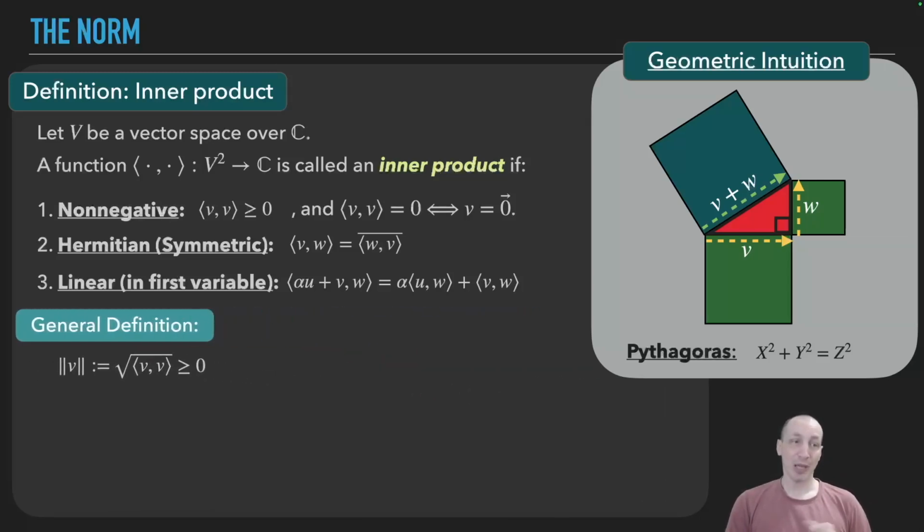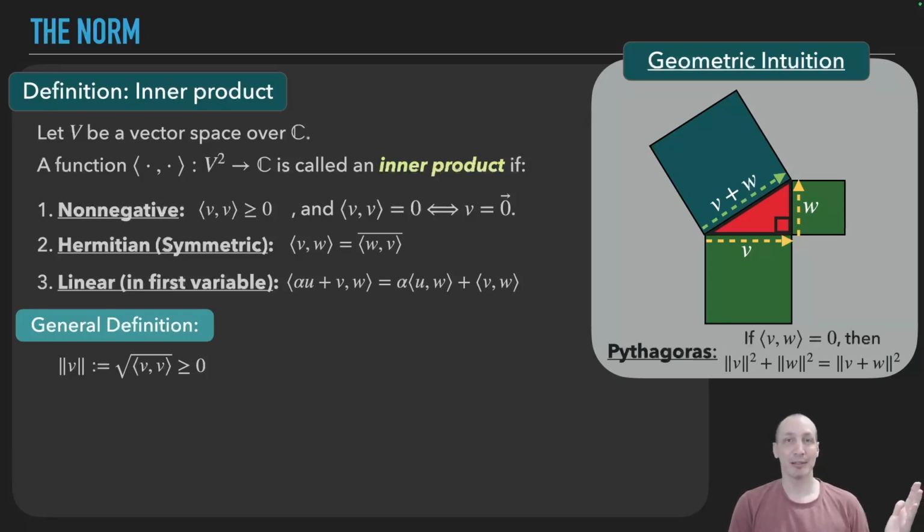Okay, so now we have this new notation, new definition. What can we say about the Pythagorean theorem? Well, instead of x, y, and z, we can write the norm of v squared, the norm of w squared, and the norm of v plus w squared. So this is the result of the Pythagorean theorem. However, we still need the condition. We still need to show that the angle between v and w is 90 degrees, and we already know how to write it. The angle is 90 degrees if and only if the inner product of v and w is 0. So this is the general Pythagorean theorem in a general inner product space.